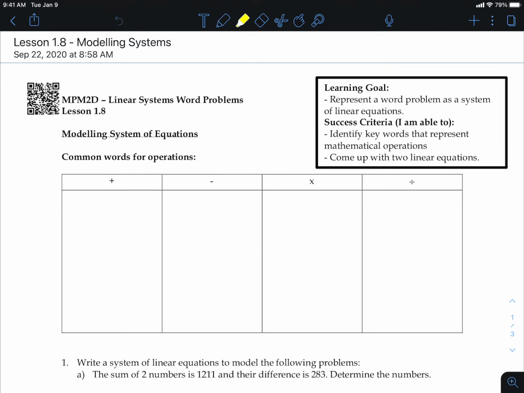Some common words for order of operations. Let's just start with addition, the plus sign, okay? What are some common words that you would associate with addition? What are some common words for addition? Adding, sure. Sum. What else?